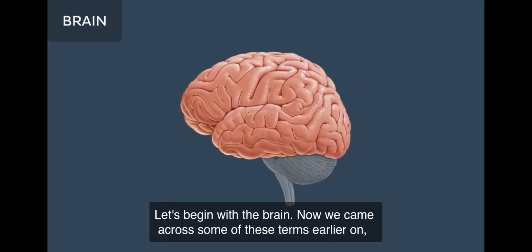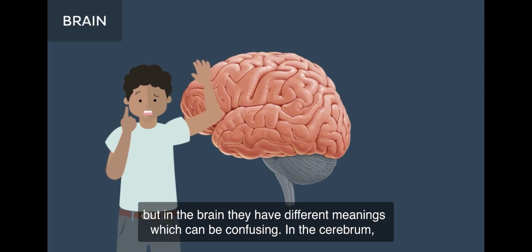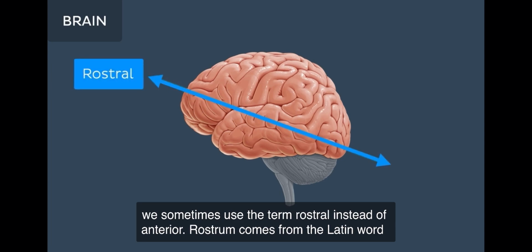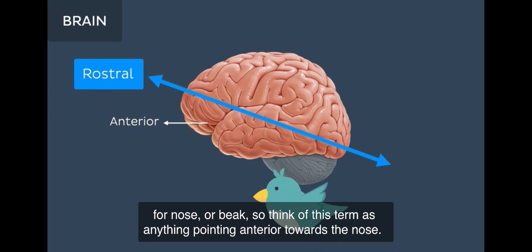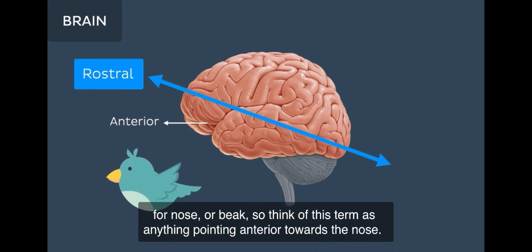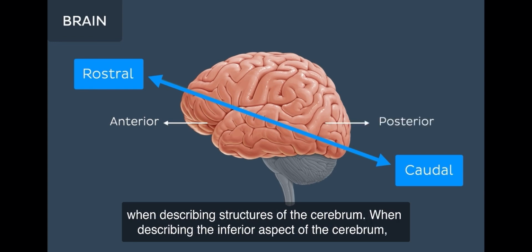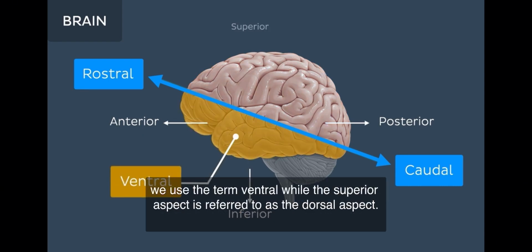Now we came across some of these terms earlier on, but in the brain they have different meanings, which can be confusing. In the cerebrum, we sometimes use the term rostral instead of anterior. Rostrum comes from the Latin word for nose or beak, so think of this term as anything pointing anterior towards the nose. The term caudal in the brain means the opposite of rostral and can be used instead of posterior when describing structures of the cerebrum.